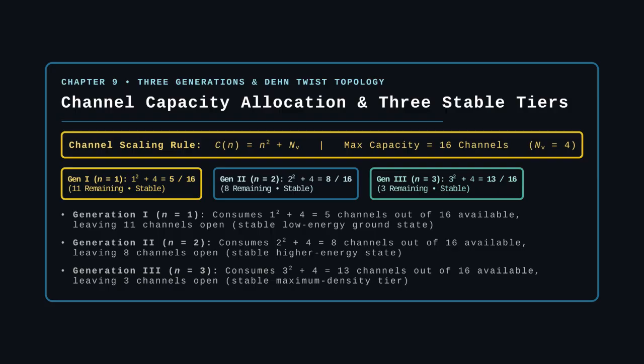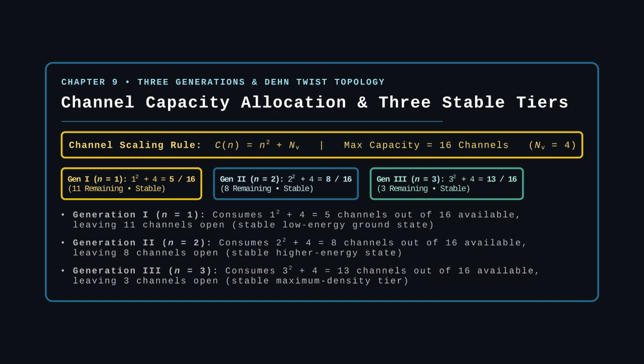Let the maximum structural routing capacity, Cmax, of a localized spatial junction be bounded by the available pairwise link connections sharing a coordinate boundary. Cmax equals n sub v times degree of I, which equals 4 times 4, yielding 16 available channels. If each successive Den twist iteration, t-hat graph, to the power of n, requires a channel allocation scaling as capacity used for tier n equals n squared plus n sub v to maintain path separation without crosstalk.